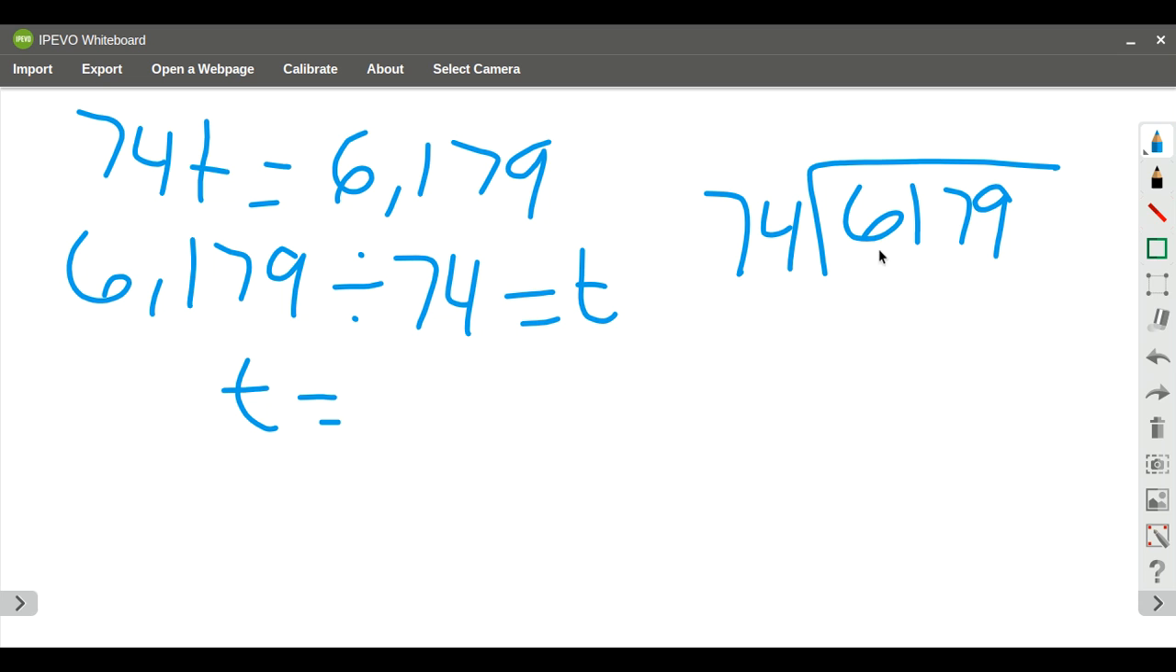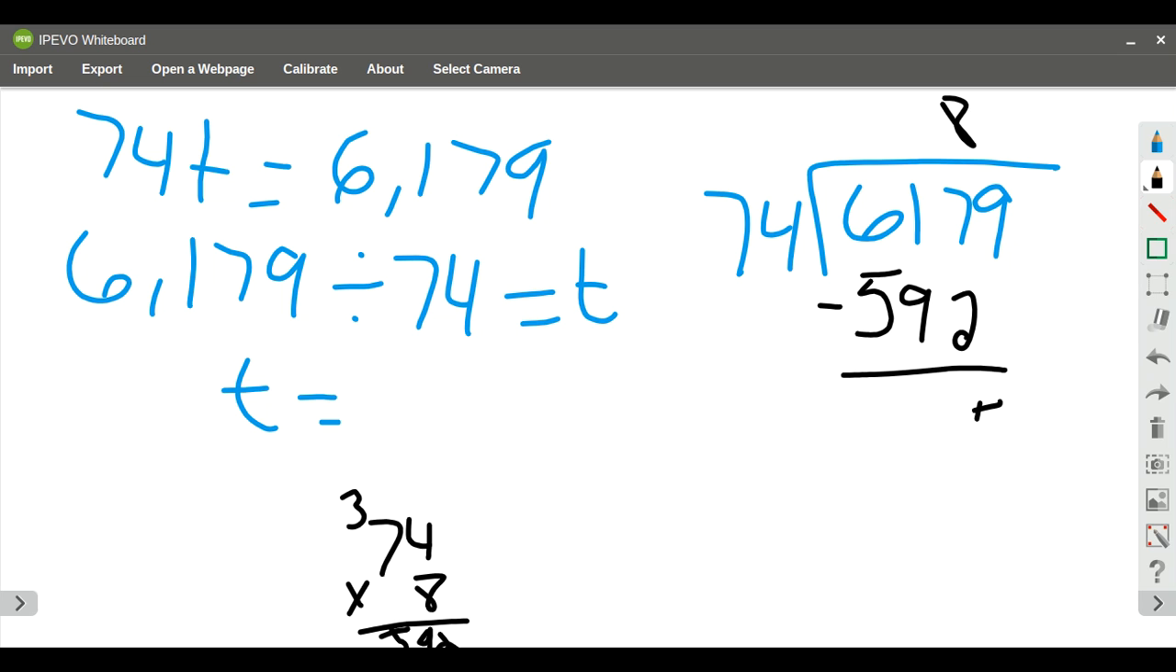So I look at 7 is going to go into 61 about 8 times. So off on the side, I'm just going to do 74 times 8 and see what I get. 8 times 4 is going to be 32. Regroup the 3. 8 times 7 is going to be 56, plus 3 is going to be 59, so 592. So I'm going to put an 8. I get 592. I'm left with 5. Regroup the 1. 25. Perfect. 25 is less than 74, so it works. And I'm going to bring down the 9.